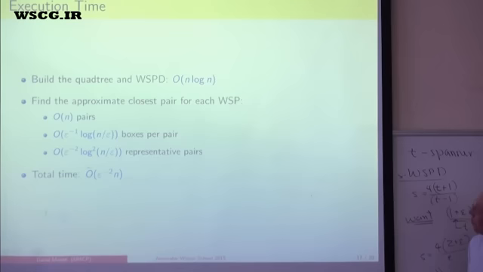Okay. What's the execution time? Well, you have to build the original well-separated pair decomposition. S was a constant, so this is just S to the d, times n plus n log n. So that's just going to be n log n.